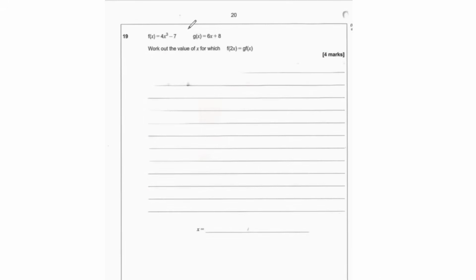Question 19 says f of x equals 4x cubed minus 7 and g of x is 6x plus 8. We have to work out the values of x for which f of 2x equals g of f of x. So we have to find this composite function first and then put it equal to f of 2x. So first f of 2x is going to be 4 times 2x cubed minus 7. As you can see, we just replace x with 2x. That's 4 times 8x cubed minus 7, which is 32x cubed minus 7.